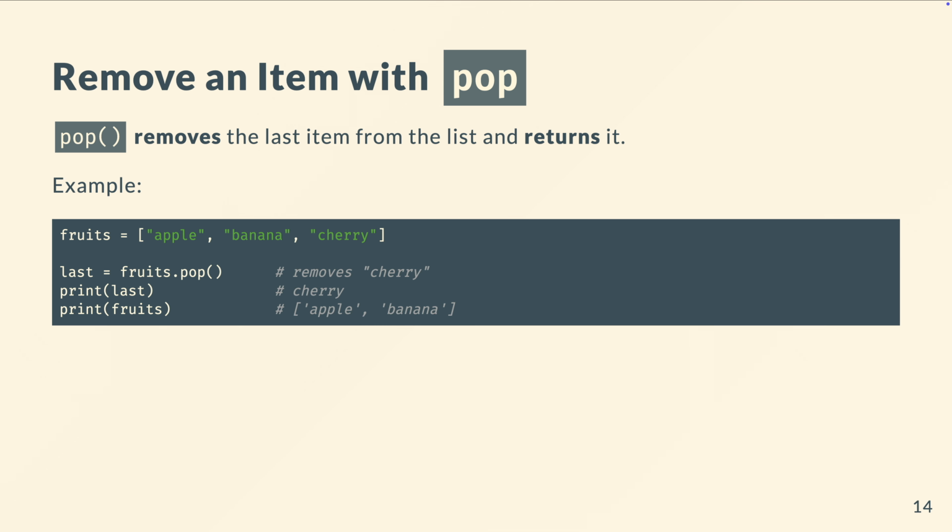Now, let's remove items using pop. Pop removes the last item from the list, and pop also returns that removed item. In this example, fruits is a list containing apple, banana, cherry. We pop the last item, so cherry is removed. We store cherry in a variable named last. We print last, and then print the fruits list. Pause, and predict the two outputs.